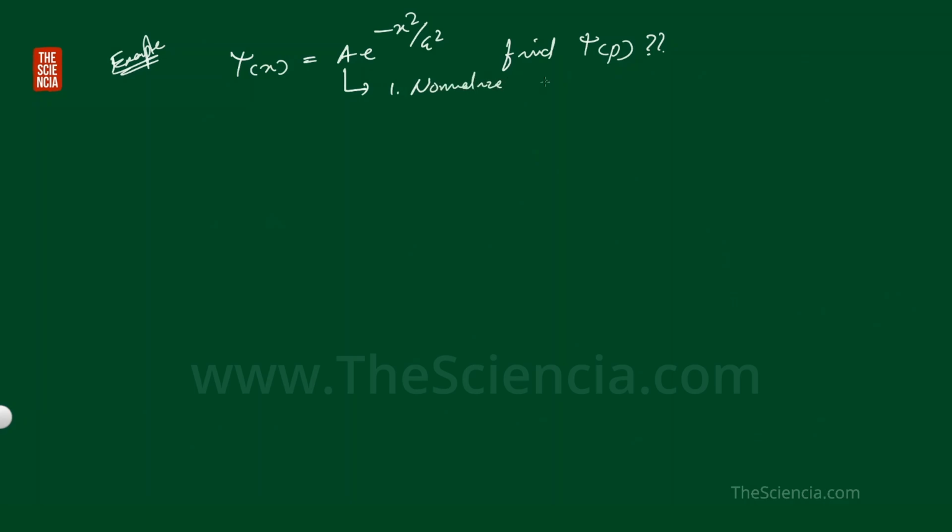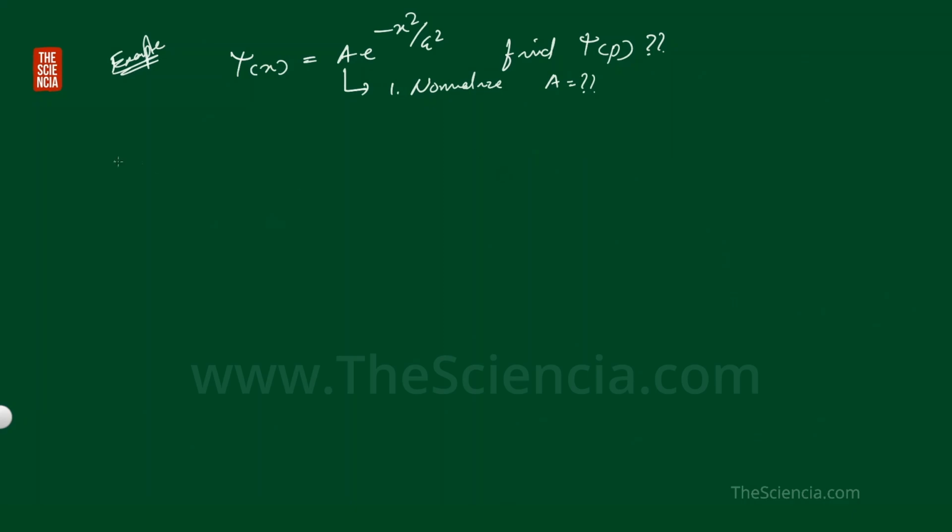One more example problem. Psi of x is given, that is equal to a e raised to minus x square by a square, and the question is to find psi of p. Okay, here also a constant is there, that is, this is not a normalized wave function. So first step you have to normalize, that is, you have to find out the value of a.